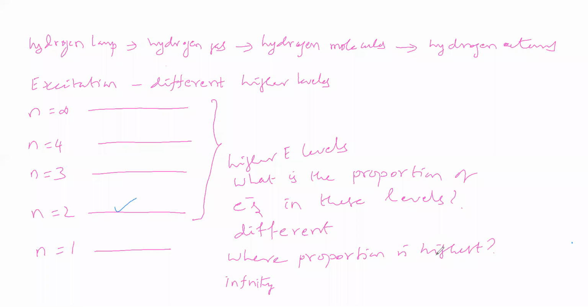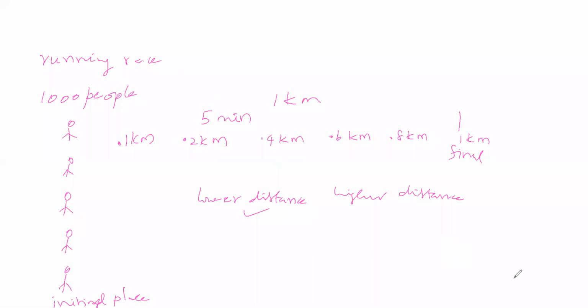If you say the proportion is highest at infinity, what is the meaning of that answer? Do you know? Suppose 1,000 people are participating in a running race. At 5 minutes, most of the people are at 1 kilometer distance, like this you are saying. We need not mention time. The running race distance is 1 kilometer.